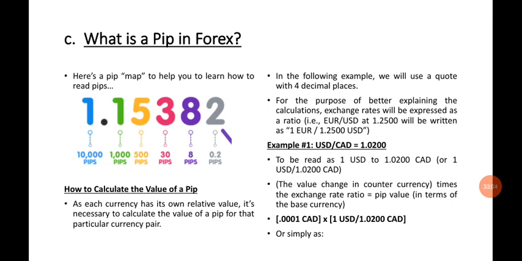Then the 3 is 30 pips. The 5 is 500 pips. The 1 after the decimal is 1000 pips. And the 1 before the decimal place is 10,000 pips.